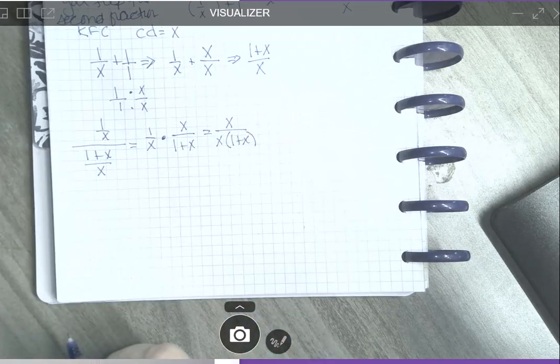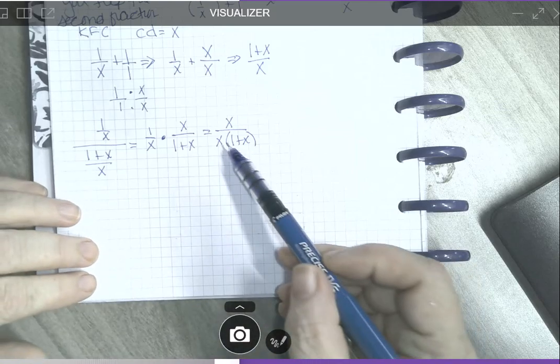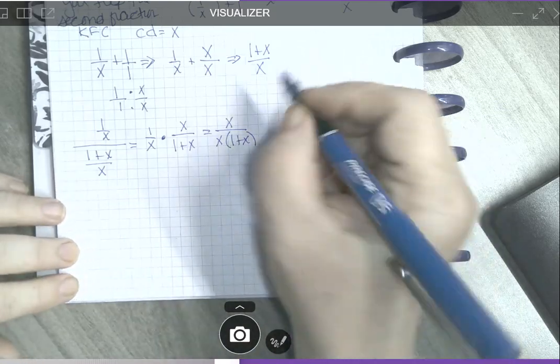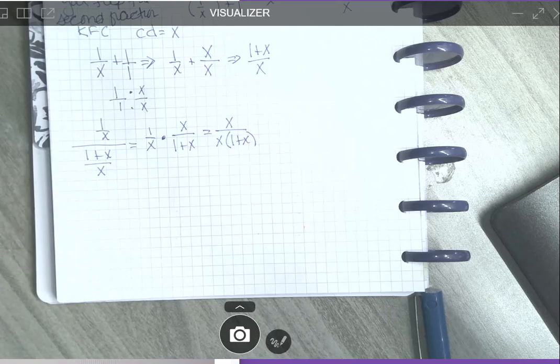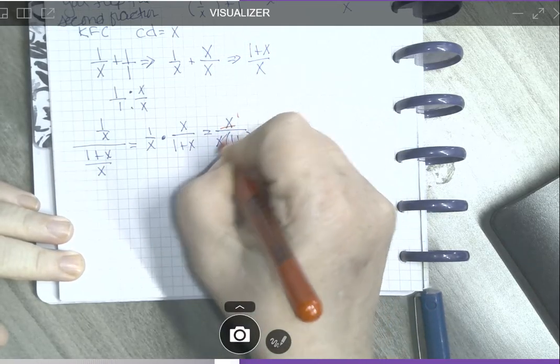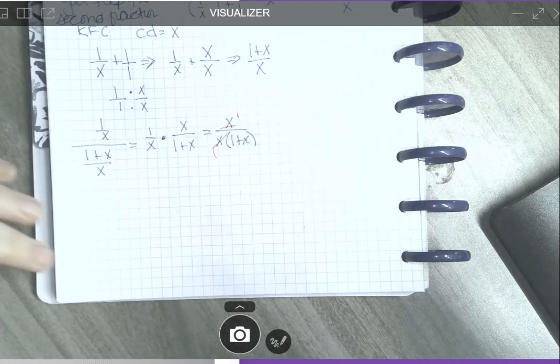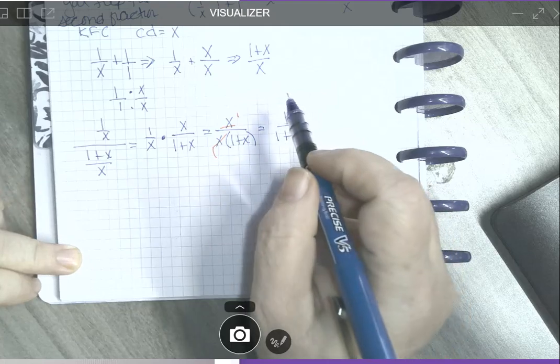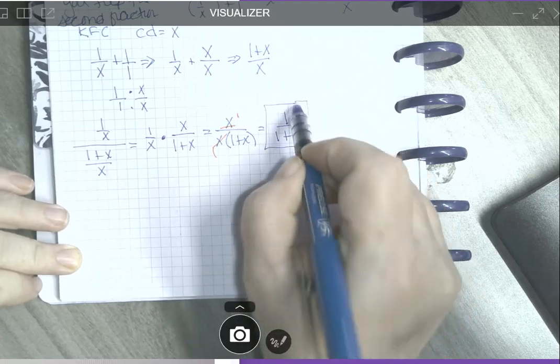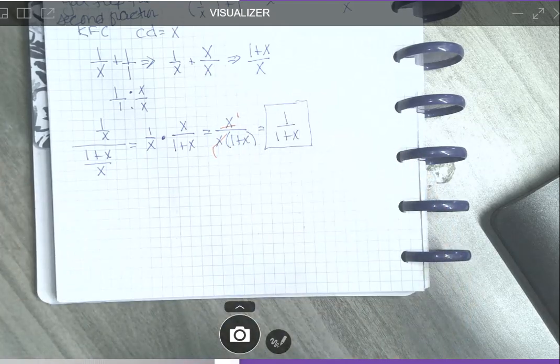Okay, now we need to simplify. Hopefully you notice I have an x over x. We are going to cancel those. Let me just get a different colored pen here. So we're going to cancel, and we end up with 1 over 1 plus x. And so that is f of g of x, or FOG, sometimes it's called.